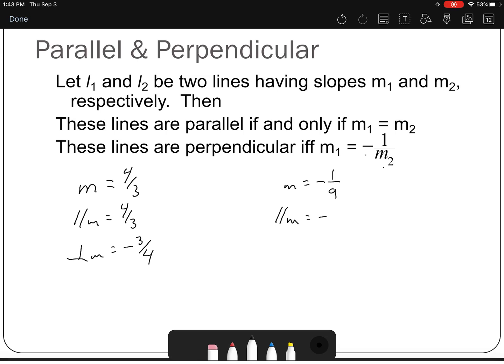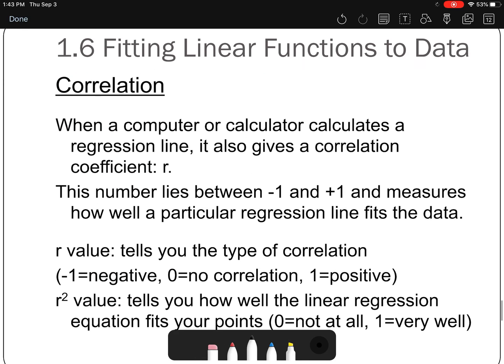So if I have a slope of -1/9, what's the parallel slope? -1/9. What's the perpendicular slope? 9. Okay?